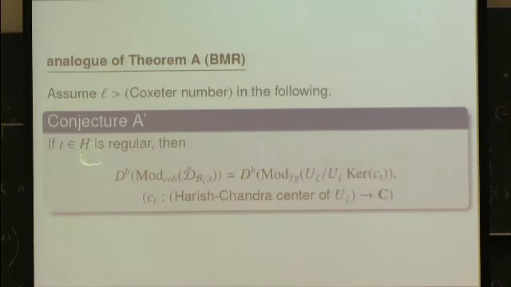If T is regular in some sense, then we should have an equivalence of derived categories between this category of D tilde modules, this category of coherent D tilde modules, and this category of finitely generated modules over U zeta of g, the corresponding quantized enveloping algebra. This is the Concini-Kac form.